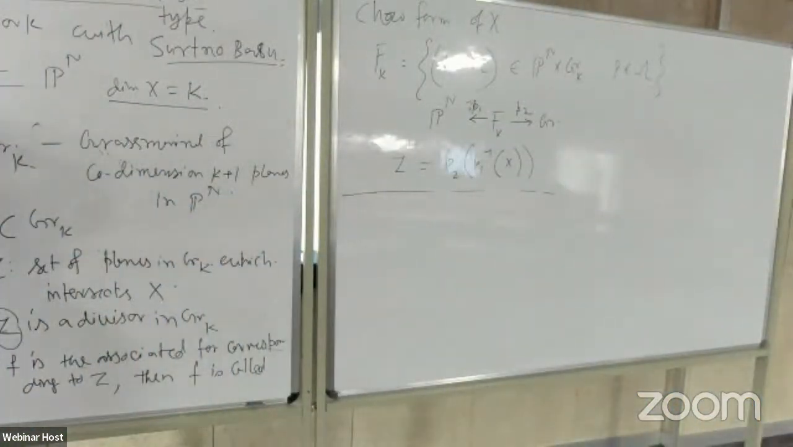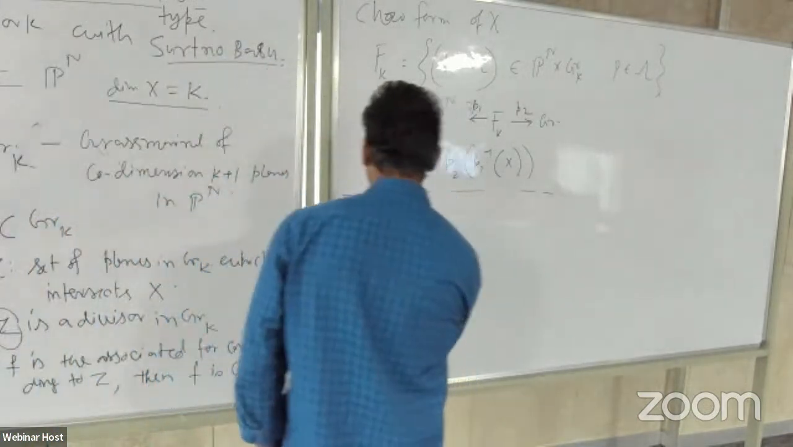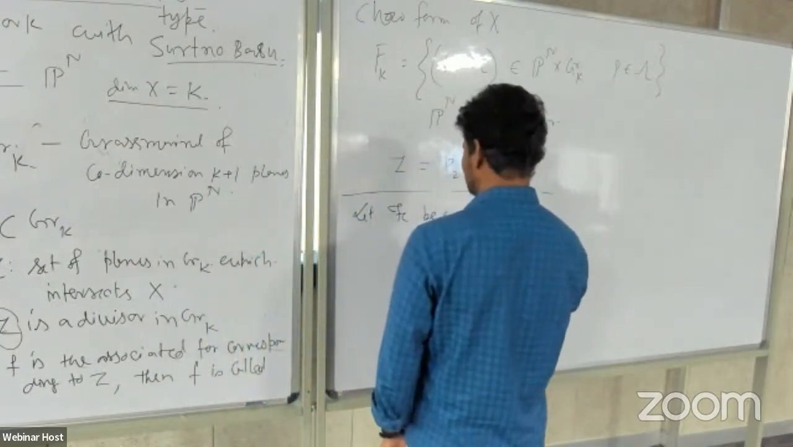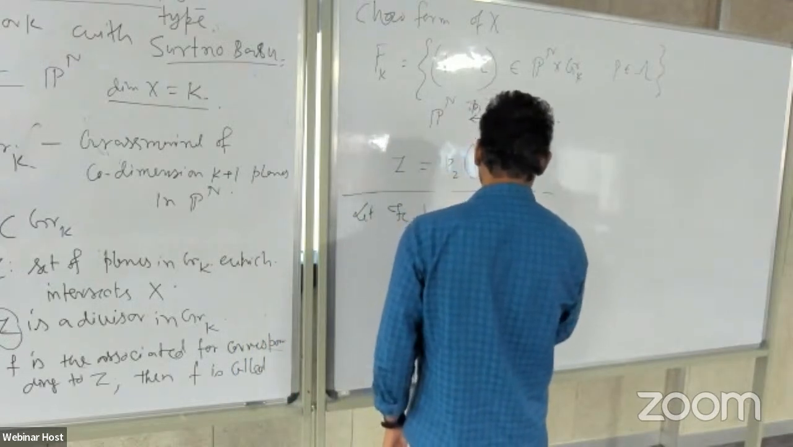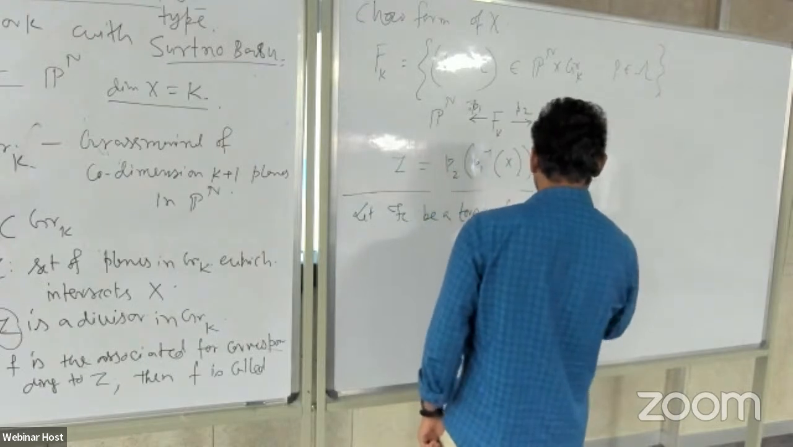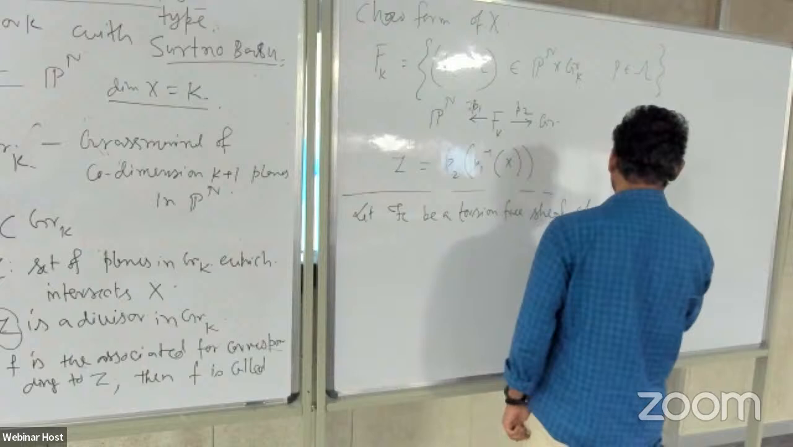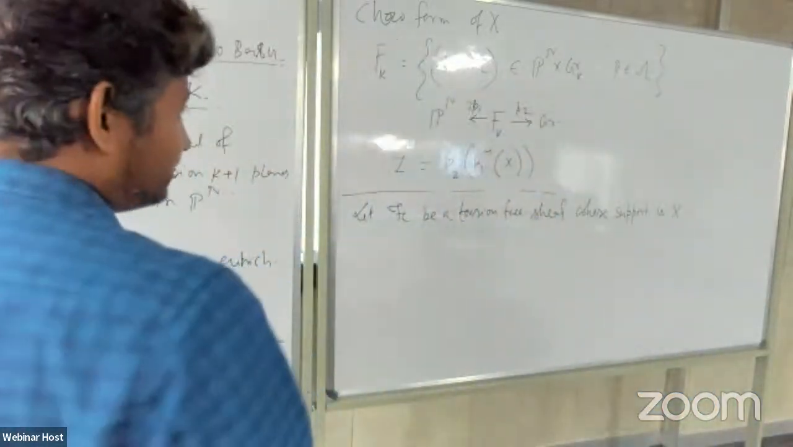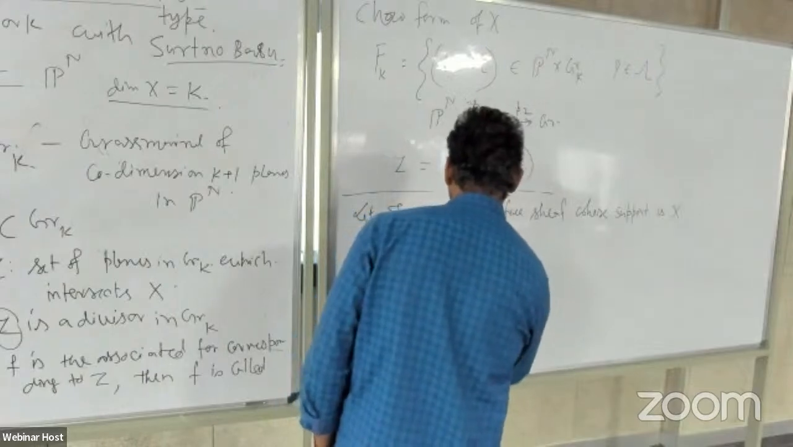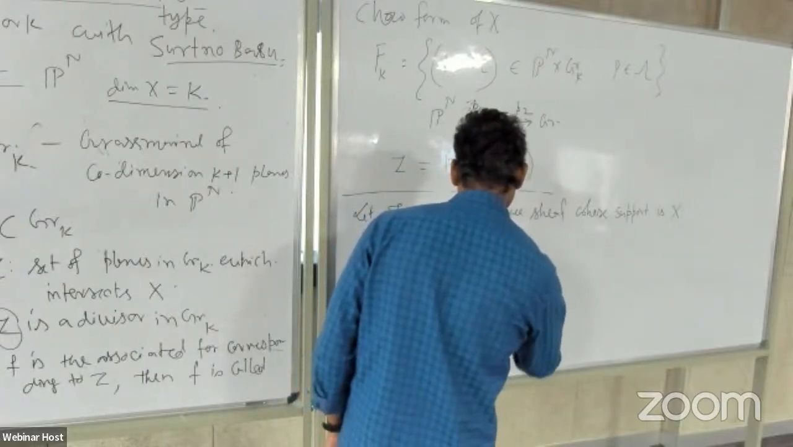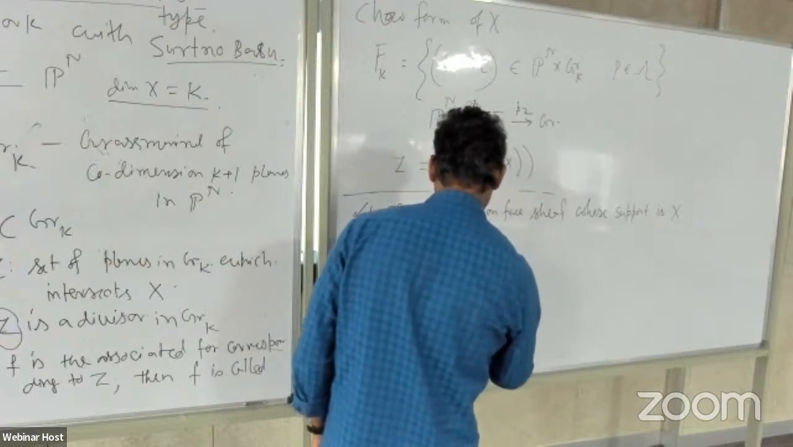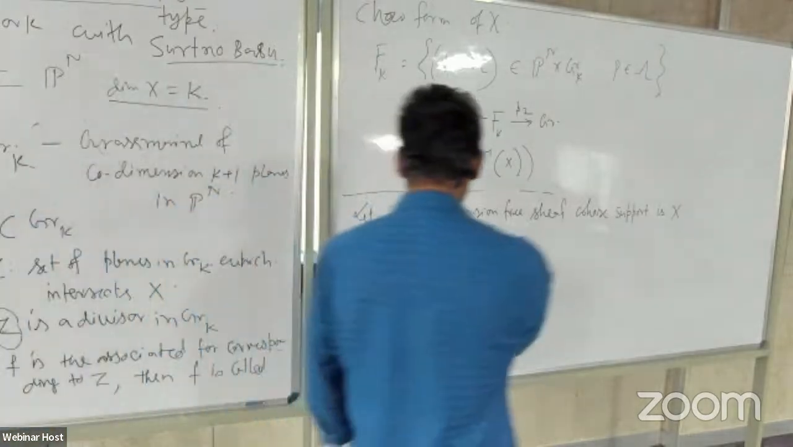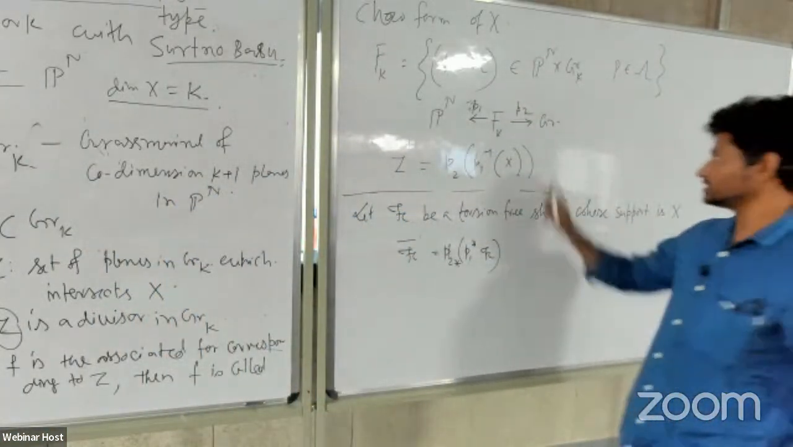So this corresponds to any variety. Now, suppose we have a sheaf on Pn whose support is X. I'll assume it is a torsion free sheaf whose support is X. Then we can consider the following sheaf, P1 upper star F, and then push forward by P2 lower star. This is a sheaf in the Grassmannian. Then the support of this is again a divisor in the Grassmannian.